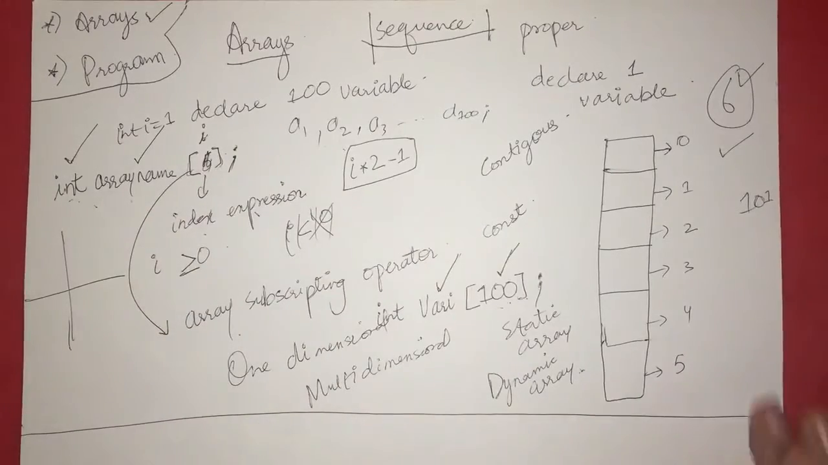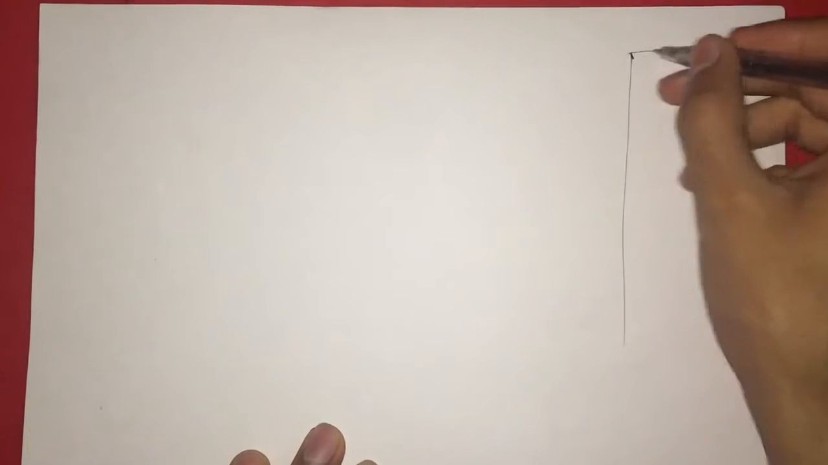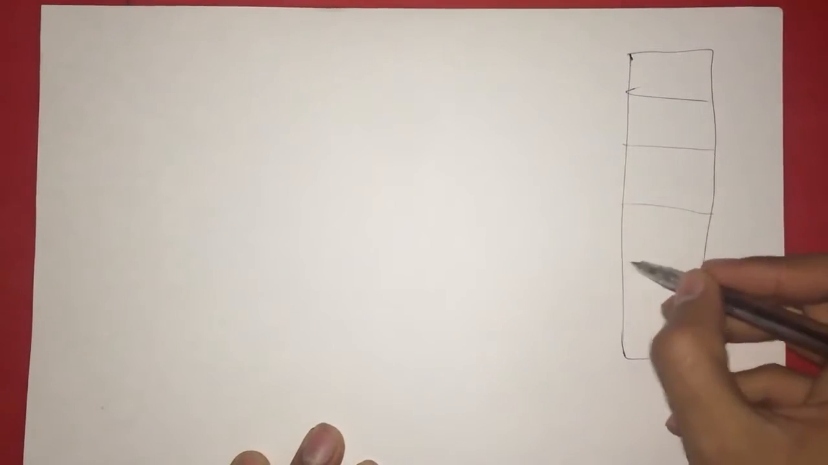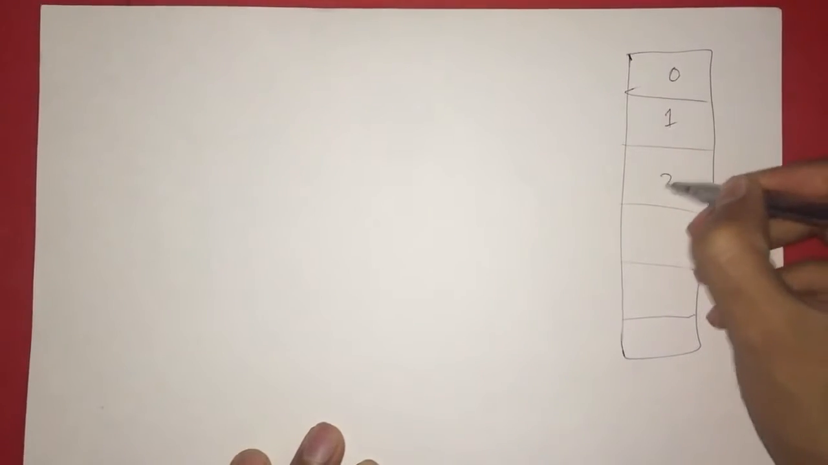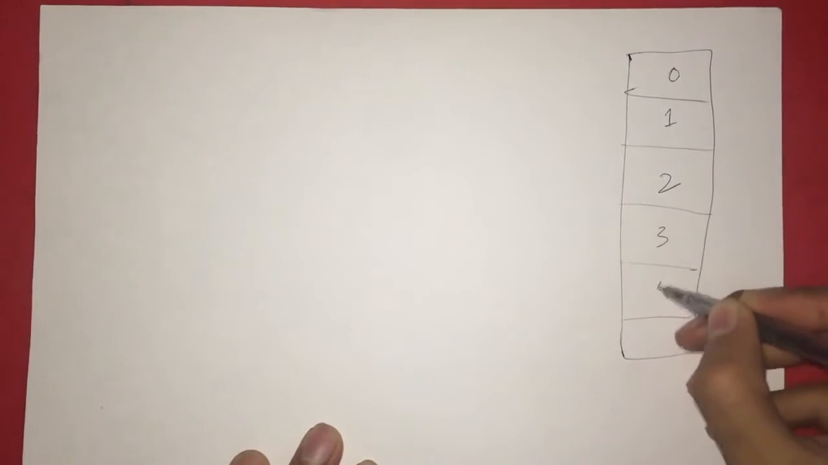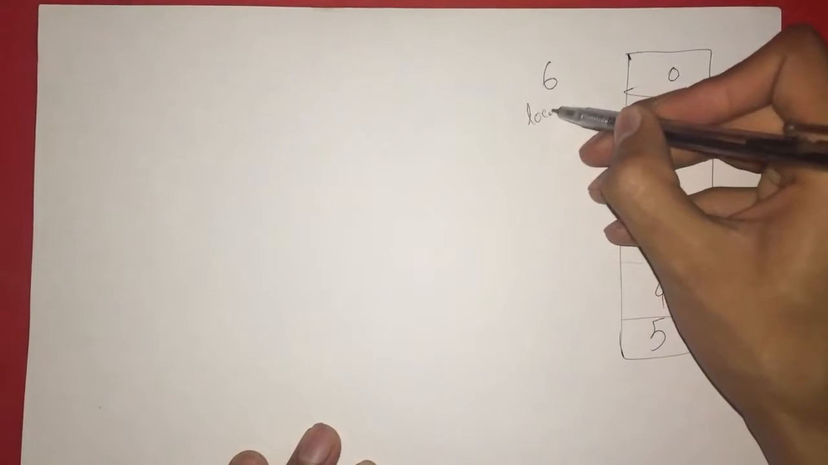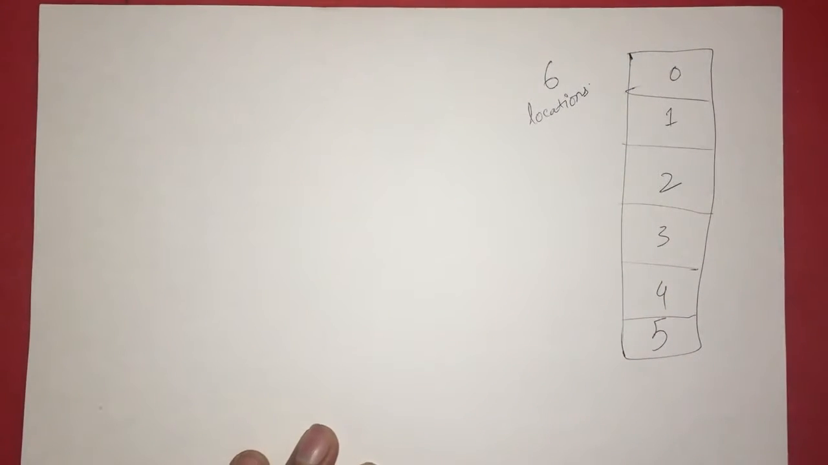So for example, let me draw the structure of the one-dimensional array here. You have 1 2 3 4 5 6, and you have 0 1 2 3 4 5. So you have a total of 6 locations, meaning 6 places in the memory of the computer, in the RAM.